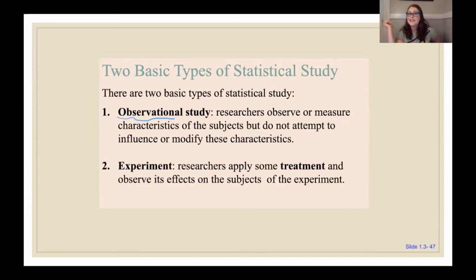The next type of study is an experimental study. So experimental studies are what most medical studies are, like the vaccine trials, testing new heart medications and things like that. So this is when researchers apply some treatment and observe its effects on the subjects in the experiment. Now it's important to note that this treatment doesn't necessarily have to be medicine, right? It could be therapy. It could be, hey, I want you to listen to Beethoven while you're studying, and then I want to see if that improves your test scores. It doesn't have to be medical, is all I was trying to say.